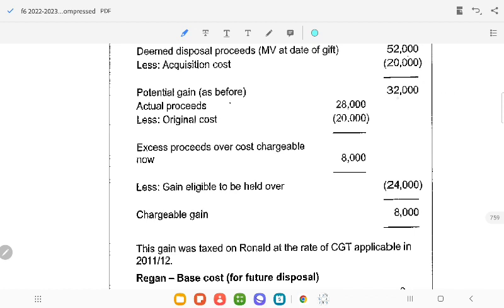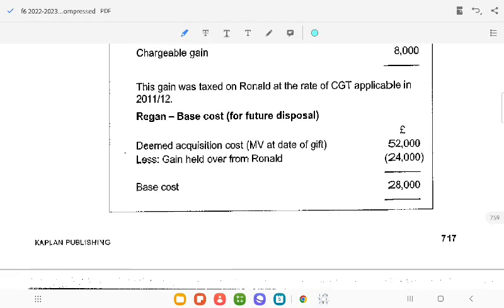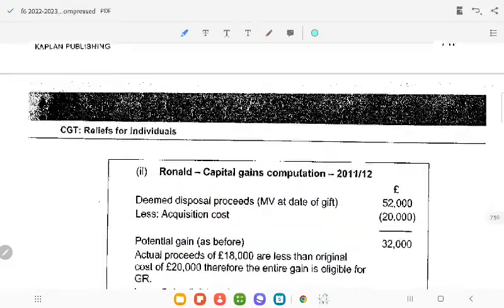So the total gain is 32,000, but as the actual proceeds are greater than the actual acquisition cost, from the point of view of Ronald, the excess of actual proceeds received by Ronald over the actual cost for Ronald, 8,000, is chargeable, and the remaining 24,000 is held over. And when Reagan sold that asset, the base cost for Reagan would be 28,000 and it would be compared against the 95,000.